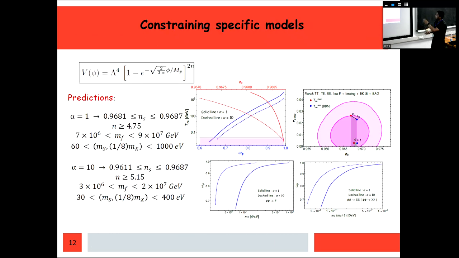Okay, then we consider a specific model. Here we consider the alpha attractor model, and in the alpha attractor model, we change the alpha parameter, and this is the result for different alpha values. Then we see how the alpha attractor model lies in the gravitational reheating scenario in the n_s-r plane. And we see that in the 1 sigma range, only alpha equal to 10 marginally satisfies the result. So for alpha greater than 10, it is disfavored by the Planck observation.